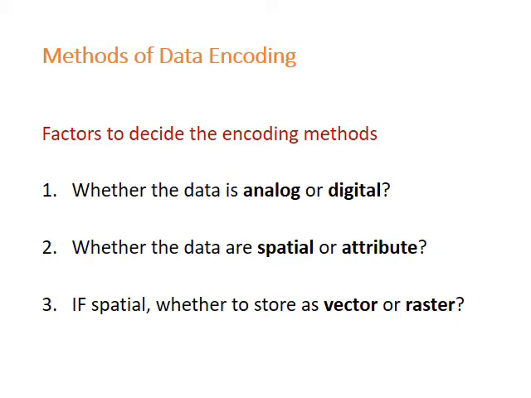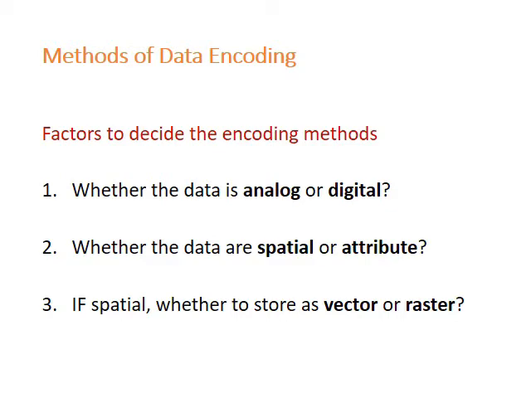The inclusion of data into a database involves several techniques, but it mainly depends on the type of data. So to decide what type of encoding methods to be used, first of all, we should try to answer these questions. Whether the data is analog or digital. If it is in an analog format, then you have to choose an appropriate method to enter that into a GIS format. If it is digital data, then you have to use an appropriate method to encode that into a GIS format. And whether the data are spatial or attribute.